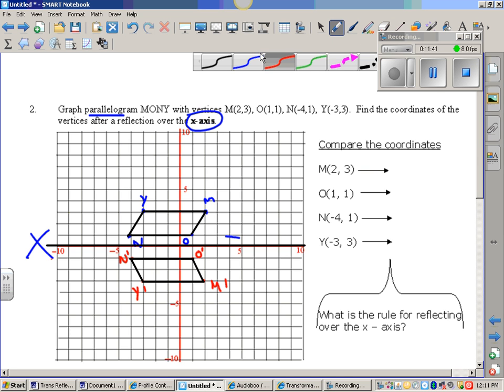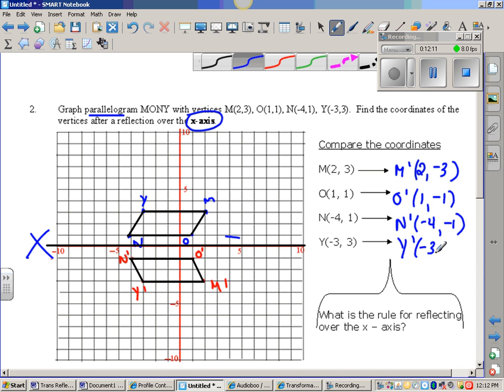Now if we write our coordinates, so just like we did before, we're going to record our coordinates of our image. M prime, let's see, M prime's right here. Start at 0, 0, walk to 2, fall to -3. O prime, walk to 1, fall to -1. N prime, walk to -4, fall to -1. And Y prime, walk to -3, but then fall to -3.